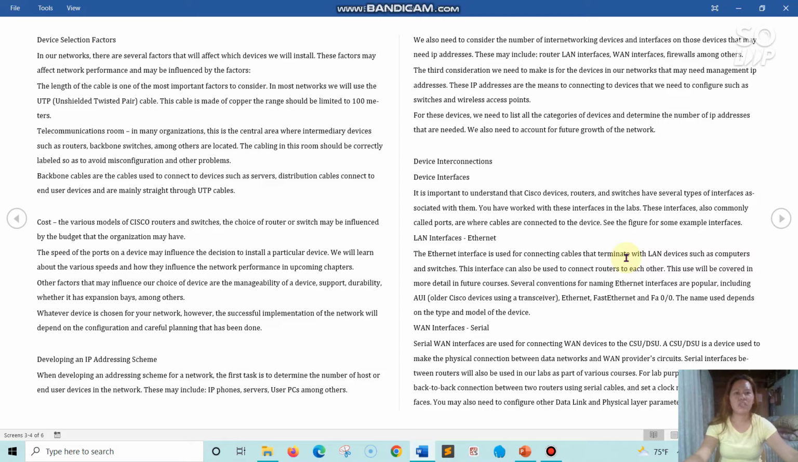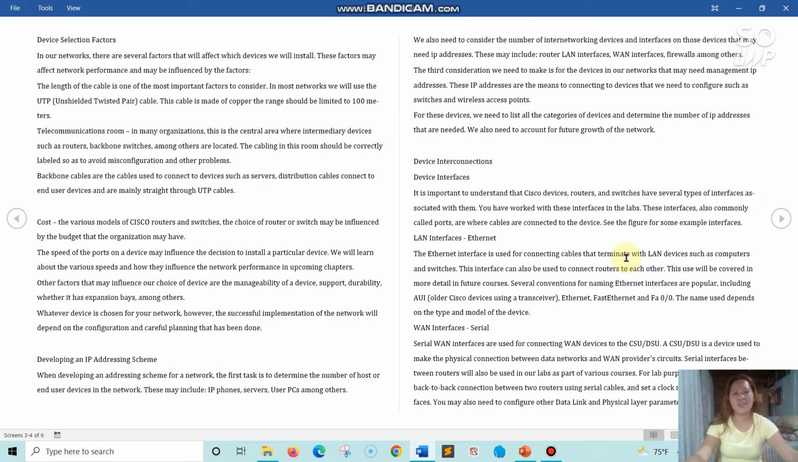The third consideration we need to make is for the devices in our network that may need management. These need IP addresses, which are the means of connecting to devices that we need to configure, such as switches and wireless access points. For these devices, we need to list all the categories of devices and determine the number of IP addresses that are needed. We also need to account for future growth of the network.